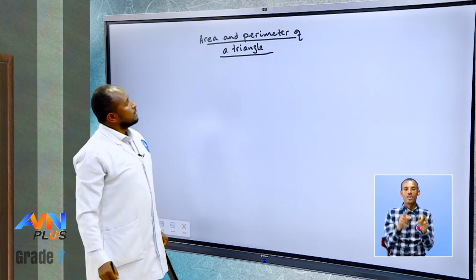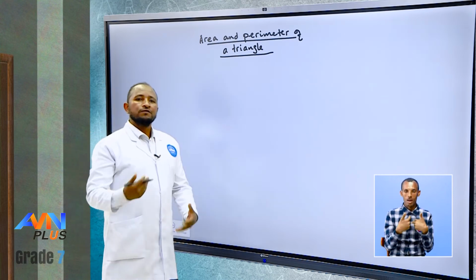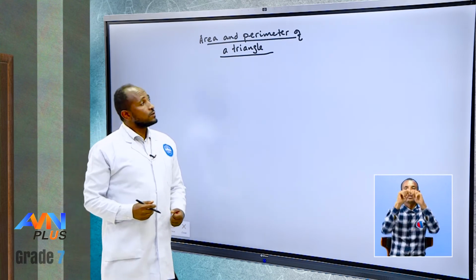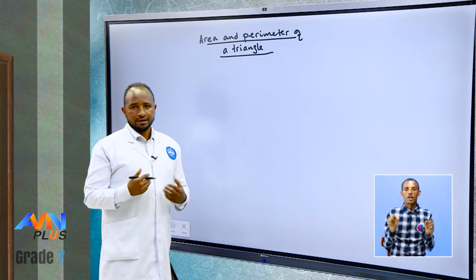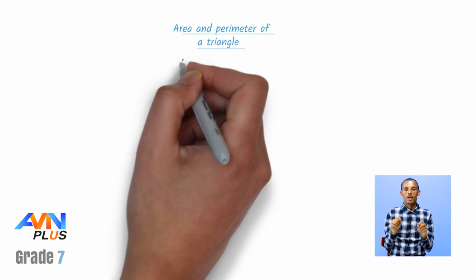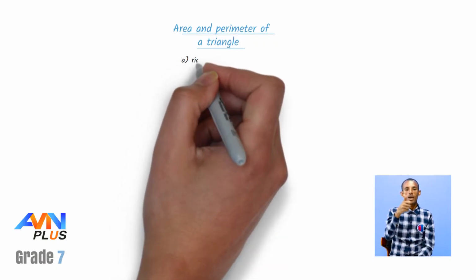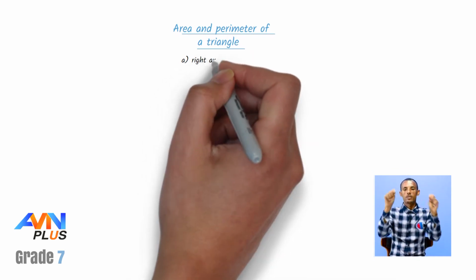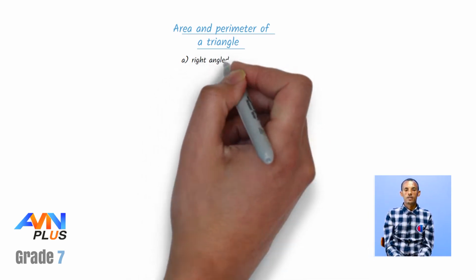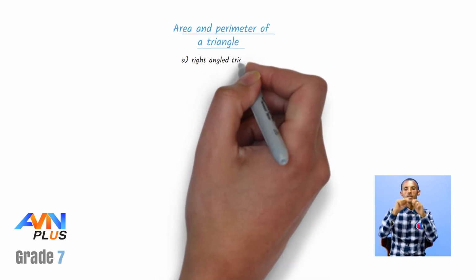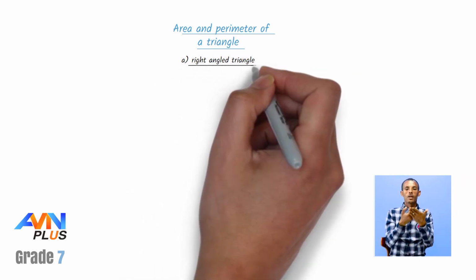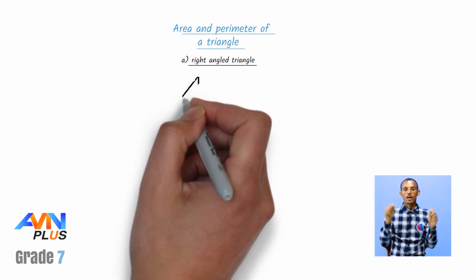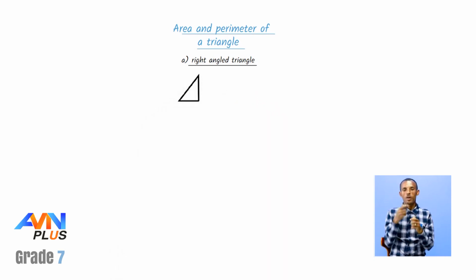Okay, here we have different types of triangles. So let's start with how to calculate the area of a right angle triangle. Let's start with the first one, A, right angled triangle. A right angle triangle is a triangle in which it has one right angle. So this is a right angle triangle.